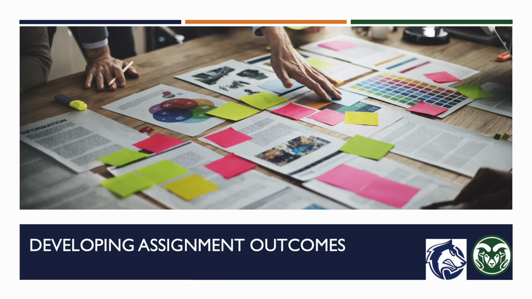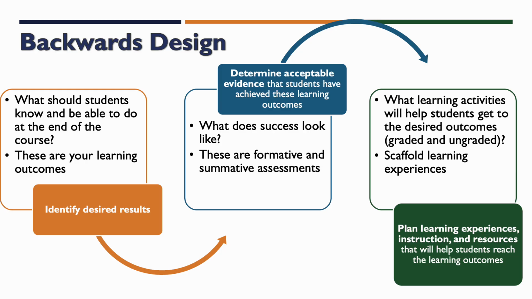The next few slides will focus on developing assignment level outcomes. Many of you may be familiar with using a concept called backwards design for your assignments. Backwards design really just starts with the end in mind. So the first step is to identify what students should know and be able to do by the end of the course. These are your course level learning outcomes. Step 2 has you thinking about the evidence that you will use to measure how well students have learned. What do students need to do to demonstrate their learning?